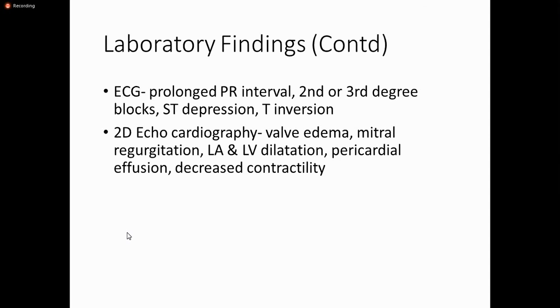And then we can go for the other laboratory finding specific to the CVS. That is, we can go for the ECG, which shows the prolonged PR interval in the 2nd and 3rd degree block, and ST depression and T inversion. Then we can go for the 2D echocardiography, which shows the valve edema, mitral regurgitation, left atrial and left ventricular dilatation, pericardial effusion, and decreased contractility and decreased filling and contraction of the heart muscles.